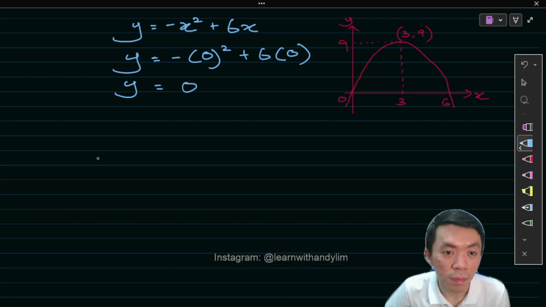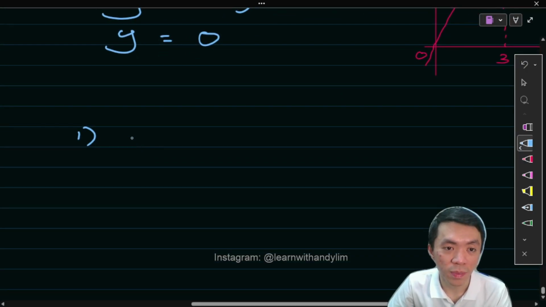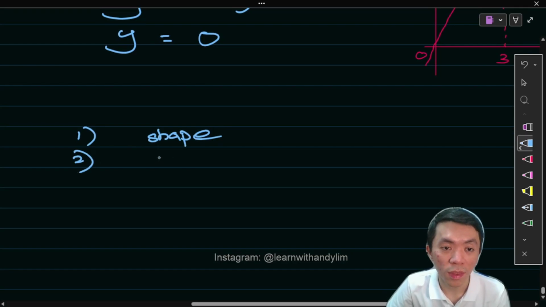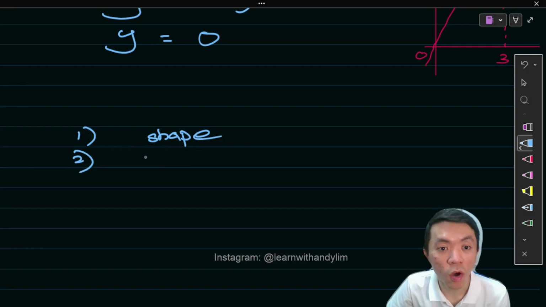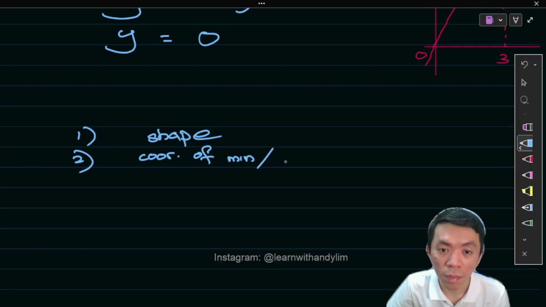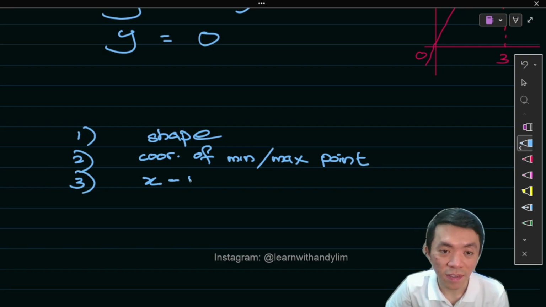Let me recap a bit. In order for you to successfully draw your curve, you need to perform 4 steps. The first one, you want to determine the shape. Second step, you want to find the coordinate of the minimum or maximum point. The third step, you want to find the x-intercepts, which is just the roots. Last step, you need to find the y-intercept.